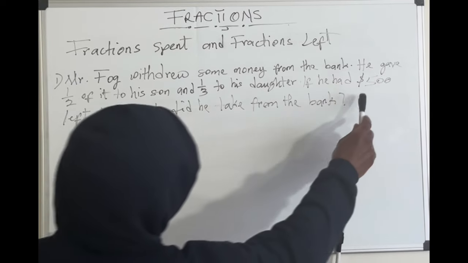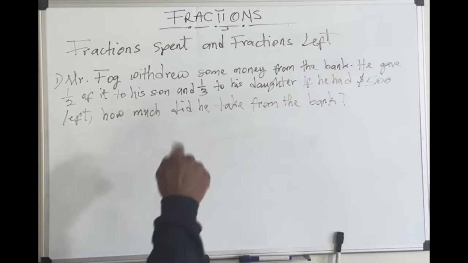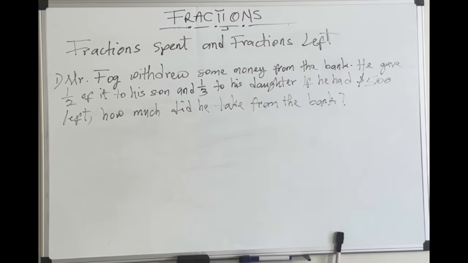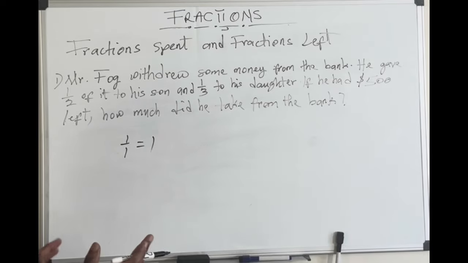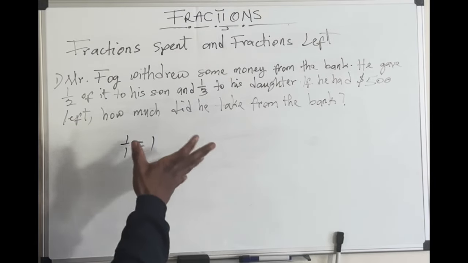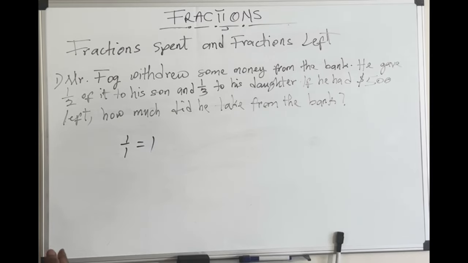So let's say $500 can also be what? 1, 1 over 1, which is 1. When we are dealing with fractions, as I told you, whenever you see a word problem, you have to change it from the word problem to a mathematical statement so that you can work it out. So with this question: Mr. Ford withdrew some money from the bank. He gave 1 over 2 of it, or half of it, to his son and 1 over 3, or 1/3, to his daughter. If he had $500 left, how much did he take from the bank?